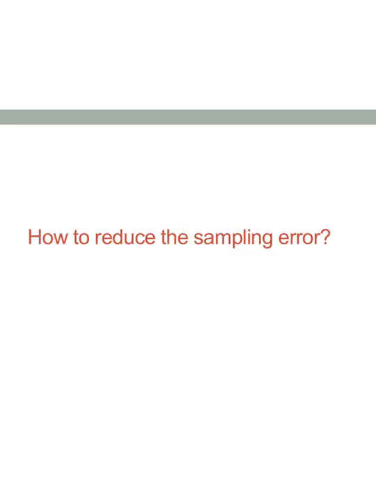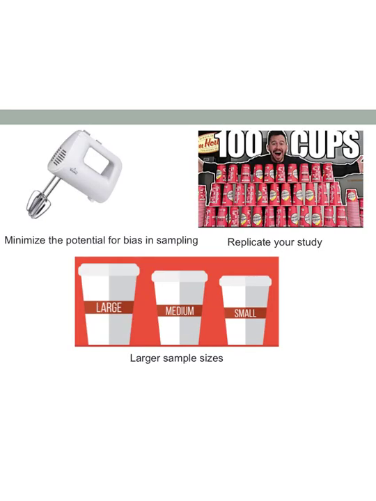So how to reduce the sampling error? If I use the previous example, here are some methods I can think of. For the first method, if I have a huge mixer, I put it on top of the pool, and then I mix the sugar with the coffee very well. Then I grab a cup of coffee in the pool, and the flavor in the cup is more or less the flavor in the pool, right? For that, we can call it minimizing the potential for bias in sampling. This is the first method we can use to reduce the sampling error.